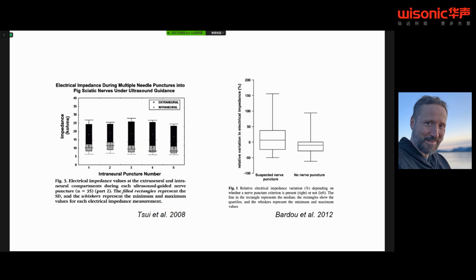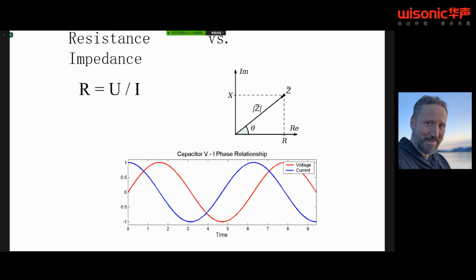Bardou and colleagues were comparing impedance measurements when accidentally placing the needle within a nerve with no nerve punctures. And you can see there is a significant difference between the measurement in both groups, but there's also a huge overlap in the boxes, so the method will not be so precise when using it in a device to avoid intraneural needle placements.